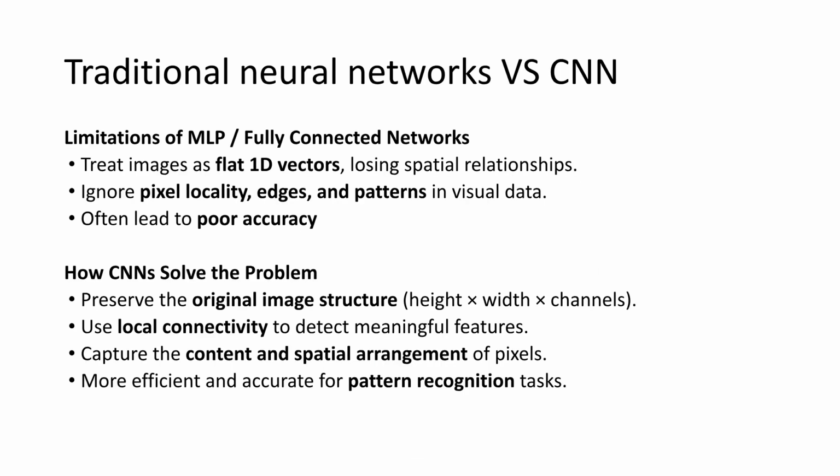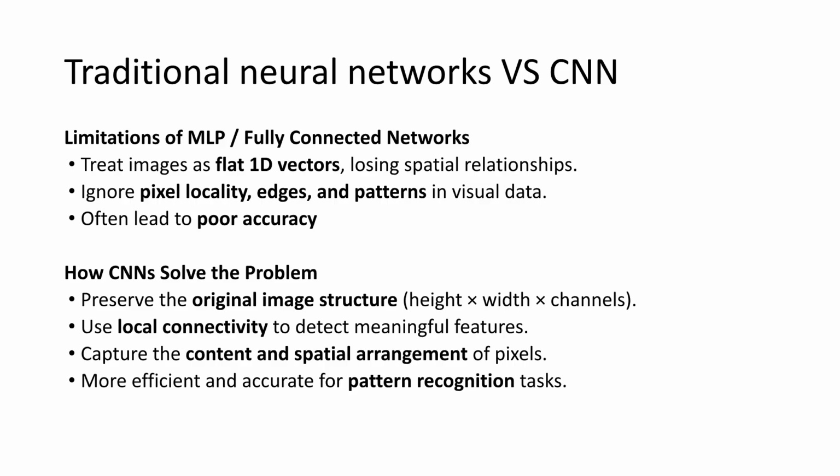Let's start by understanding why we need CNNs. Traditional neural networks, like multi-layer perceptrons or MLPs, treat images as flat one-dimensional vectors. This means they completely lose the spatial relationships between pixels. For example, if you have a 28 by 28 pixel image, an MLP would transform it into a vector of 784 values, completely ignoring that certain pixels are neighbors. This approach leads to poor accuracy because it ignores pixel locality, edges, and visual patterns.